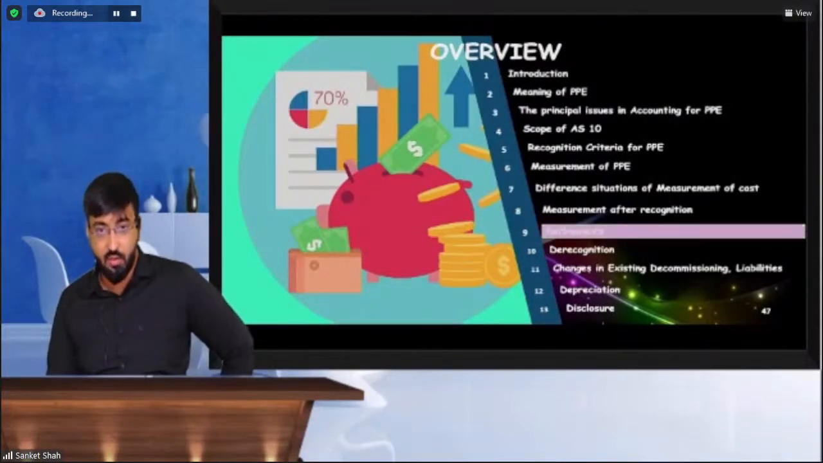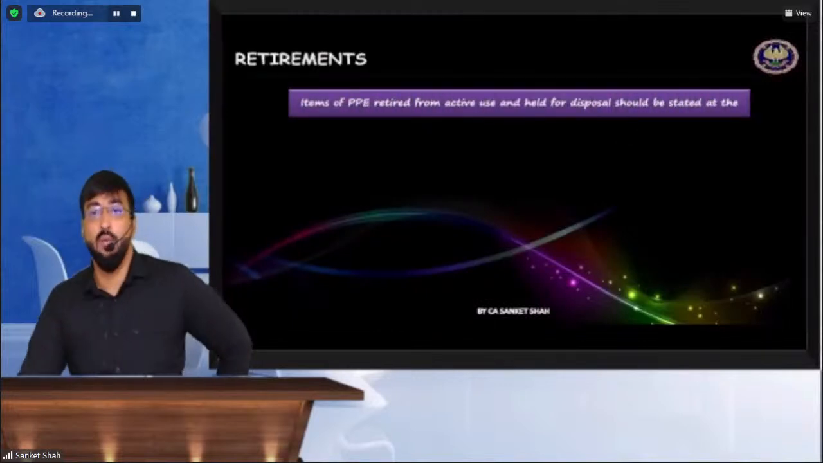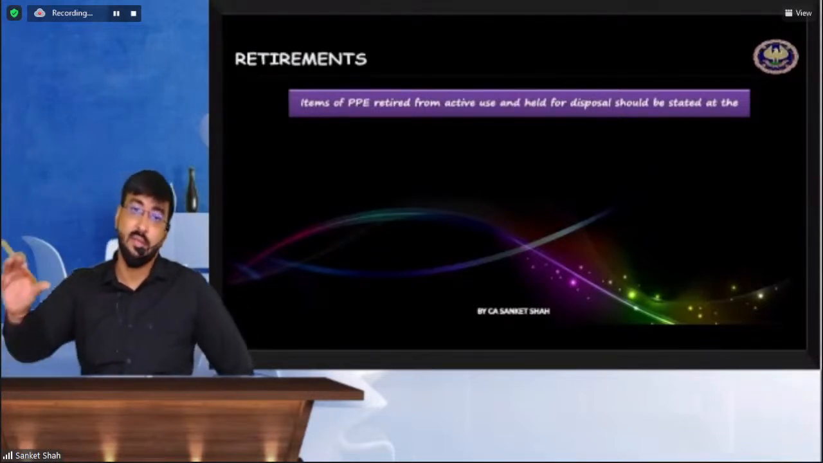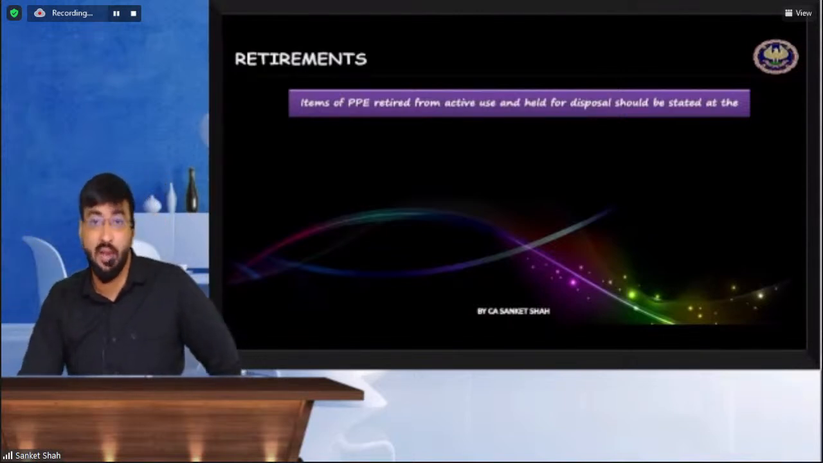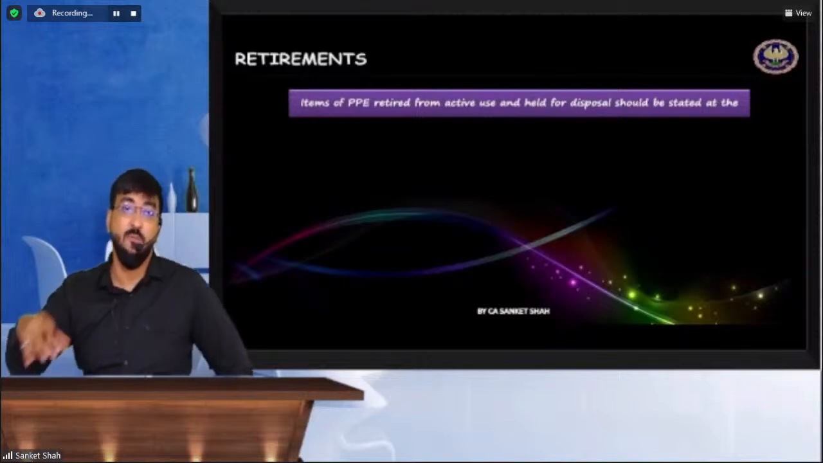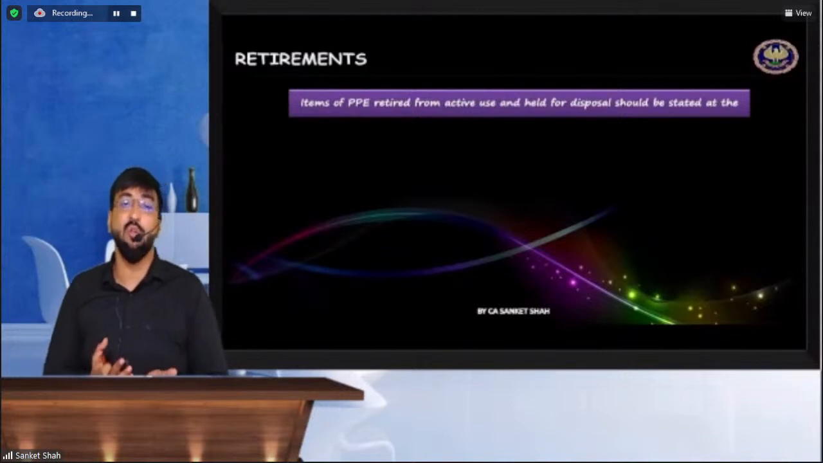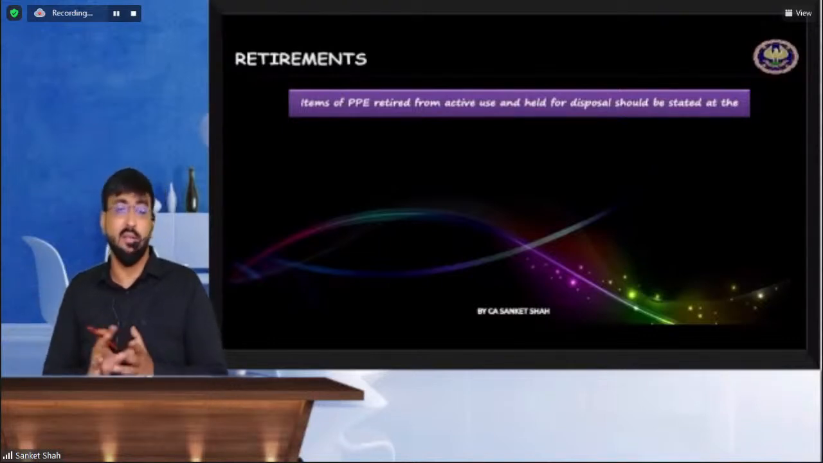Now check what is retirement. What does retirement mean? When you call it retirement of your asset, it means it is retired from active use and held for disposal. But obviously, you are not going to record it at carrying amount because now you know that you are going to dispose this asset in future, and it is also not in active use.